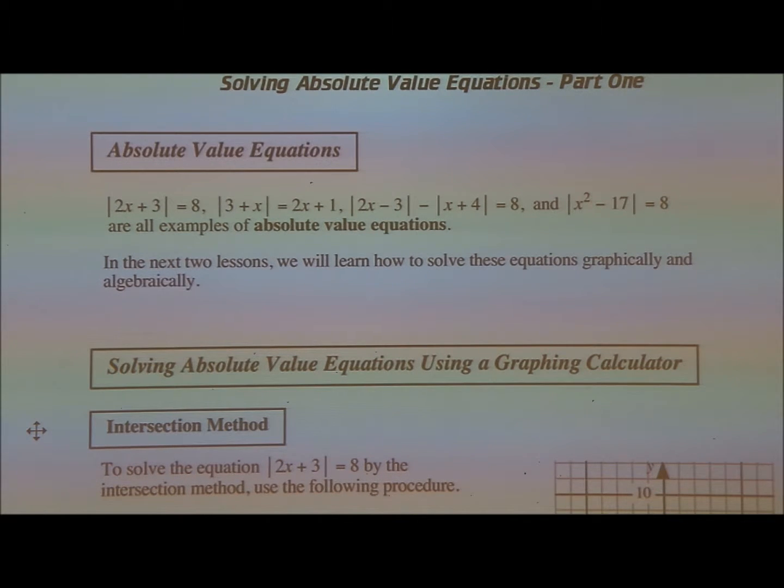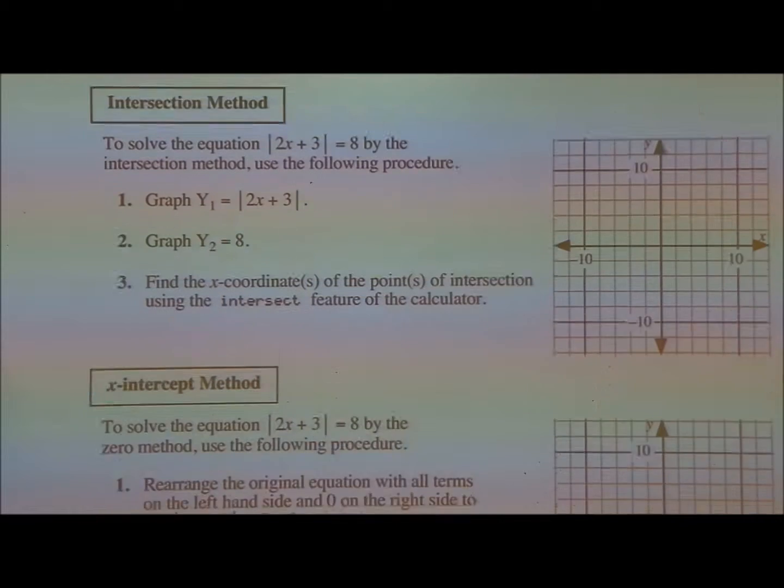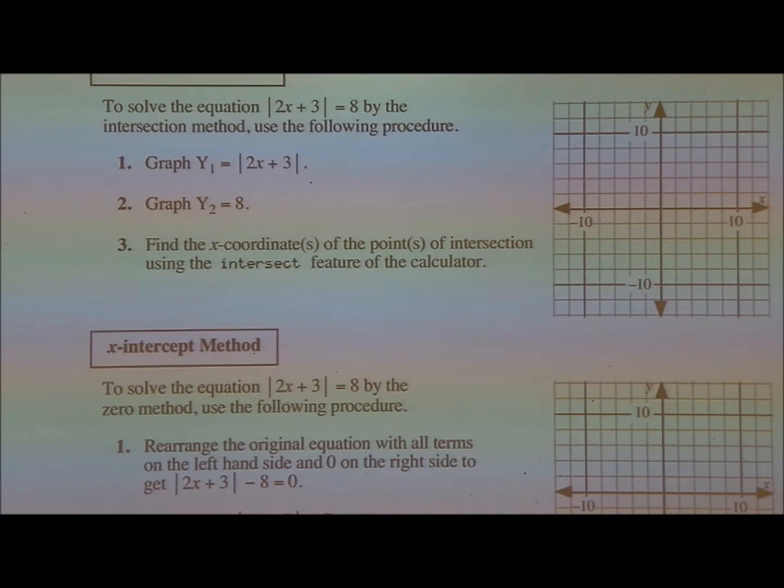We're going to look at solving these both algebraically and graphically. So we'll start graphically. If you are solving these graphically, there are 2 methods that you can use. You can use the intersection method, or you can use the x-intercept method. If you are using the intersection method, you have to have 2 graphs. You have to have a y1 and a y2.